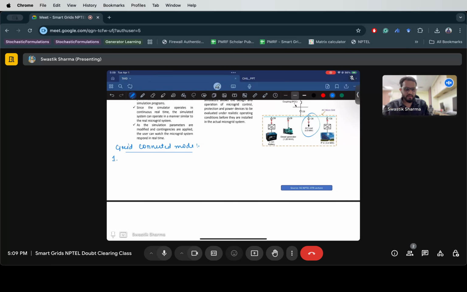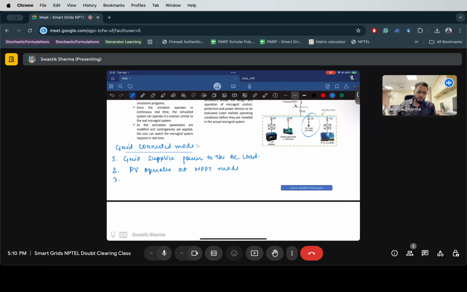In the first, since it's in grid connected mode, we'll consider that the grid supplies power to the AC load. And since it is connected to the grid, we make sure that all the power we are producing from the PV array gets transferred to the grid. So we operate it at maximum power point tracking mode. PV operates at MPPT mode.